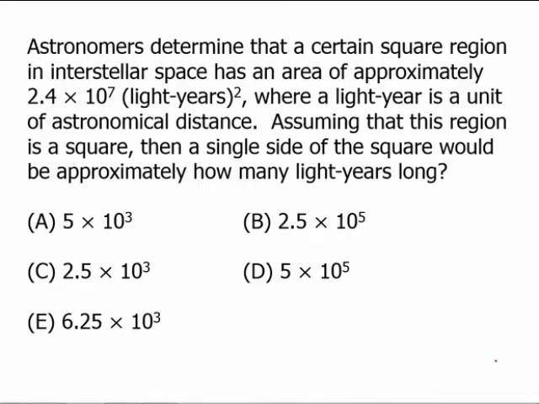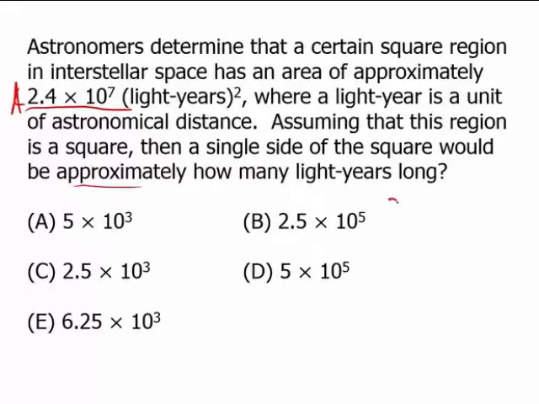So astronomers determine that a certain square region has an approximate area of this. So this is the area, and we want to know a side of the square. So essentially we have to take a square root of that number. Well, very interesting. Yes, we could use a calculator, but think about it this way. The problem says approximately, which means that we are allowed to approximate a bit.